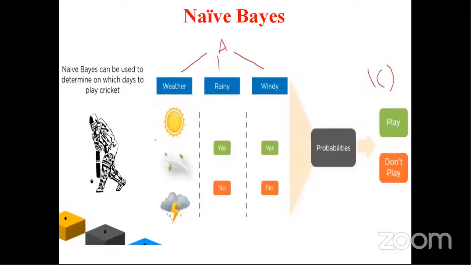So one more condition, like cricket matches. This is another example, a real-time example which I found on the net. Basically, when the Naive Bayes concept is explained, I find these kinds of examples. So, one more example with Naive Bayes.